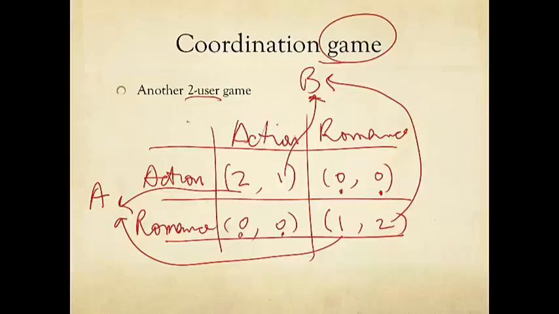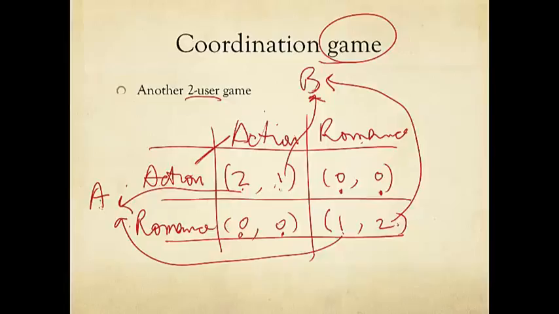The set of players, which is A and B, for each user. There is a strategy set, 2 possible strategies, and the payoff functions basically map action to 2 for A, 1 for B, maps romance to 1 for A, 2 for B, and it maps romance action or action romance to 0 for both players. That's the payoff function. So now we have completely specified this game.